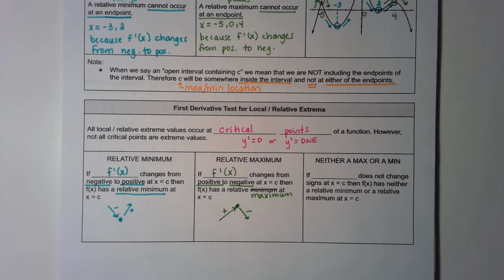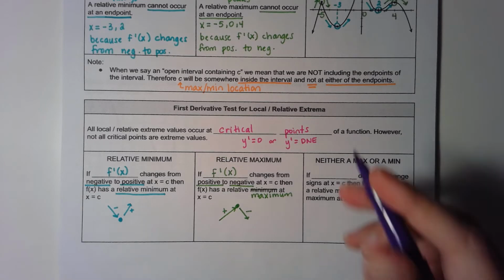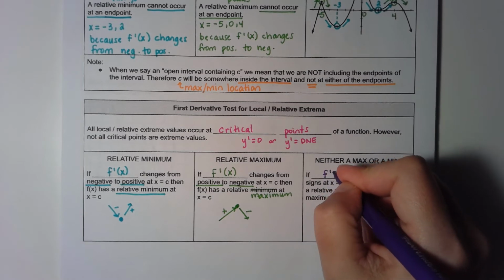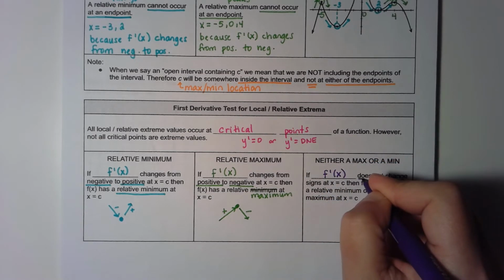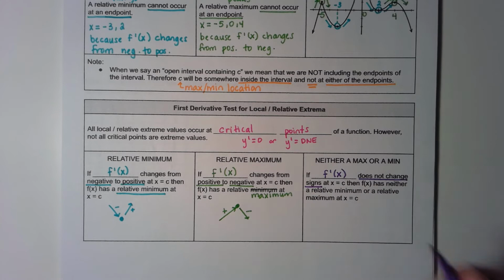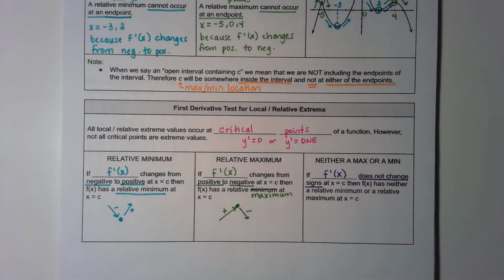Now, it is also possible that we have a critical point, so a place where the derivative is 0 or the derivative doesn't exist, but the derivative does not change signs there. If your derivative, f prime of x, does not change signs at a certain value, then your function has neither a max nor a min there.